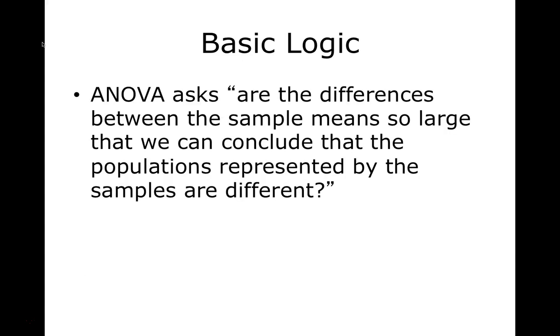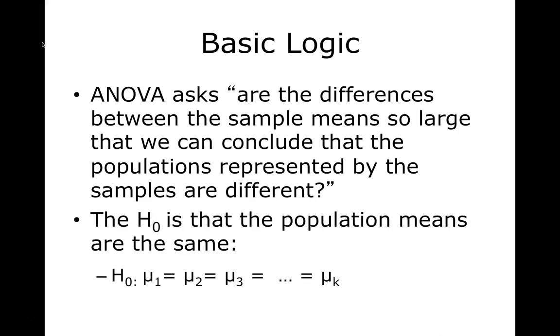So the ANOVA asks, are the differences between the sample means so large that we can conclude that the populations represented by the samples are different? So again, if you remember from the t-test, we talked about wanting to understand group differences in different populations, whether those are men or women or various other populations we might be interested in. And in order to answer that question, we collect samples from those populations. And so following that same logic, the ANOVA asks if the differences between the sample means are so large that we can conclude that the populations or the groups in the world are actually different.